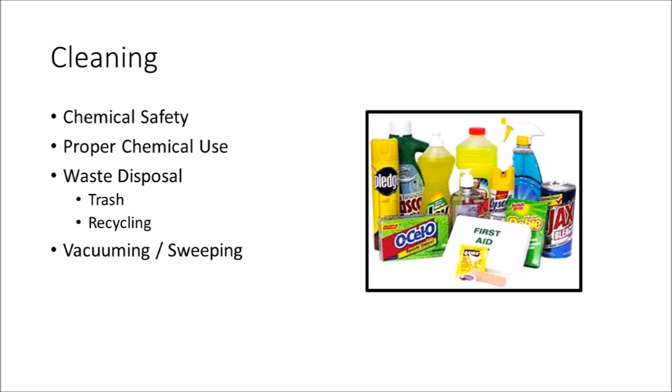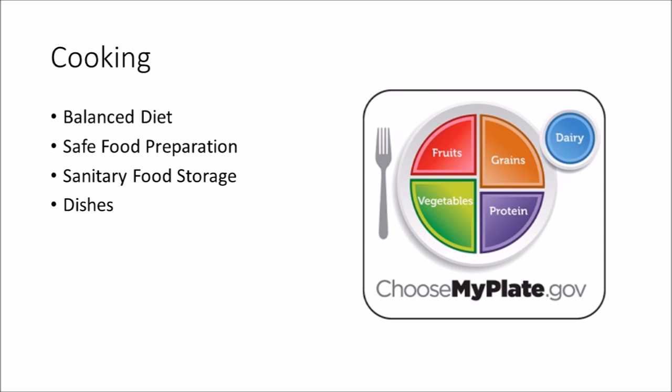Waste disposal, what goes in the trash, what goes in the recycling, how often to take it out, where does it go, how not to litter in the end, and then vacuuming versus sweeping, what surfaces get vacuumed, what surfaces get swept, and how do you take care of both of those, and what happens if something per se goes wrong with the vacuum cleaner, how do you clean it and change it out. And last would be cooking, how to eat a balanced diet.